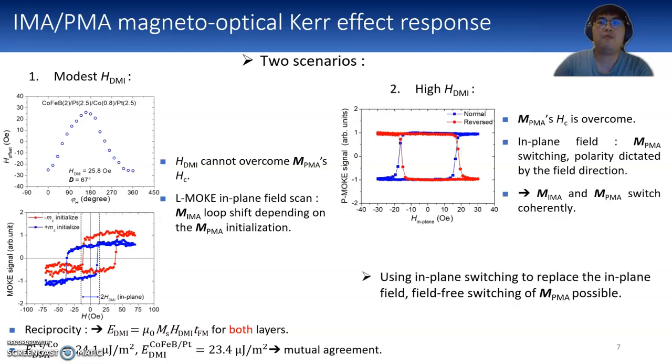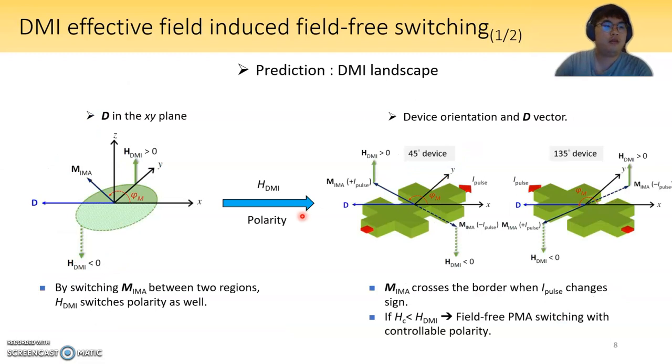Well, in the second scenario, where the DMI field is higher than the H_C, the IMA field sweeping results in both magnetizations switching coherently, as shown here. Not only that, the PMA magnetization switching polarity can be well determined and dictated by the field scan sequence. So we suspect that if we use something like IMA switching to replace the IMA field, perhaps field-free switching of PMA is possible. So we now aim to achieve field-free switching.